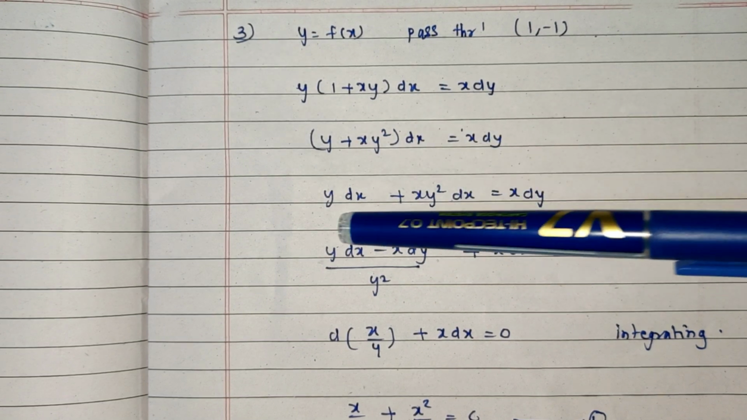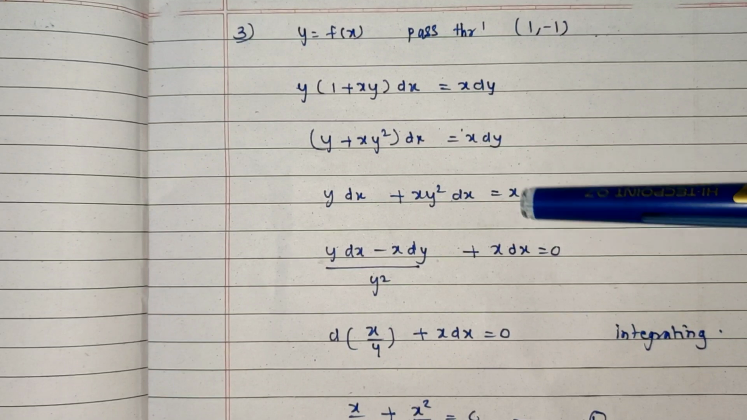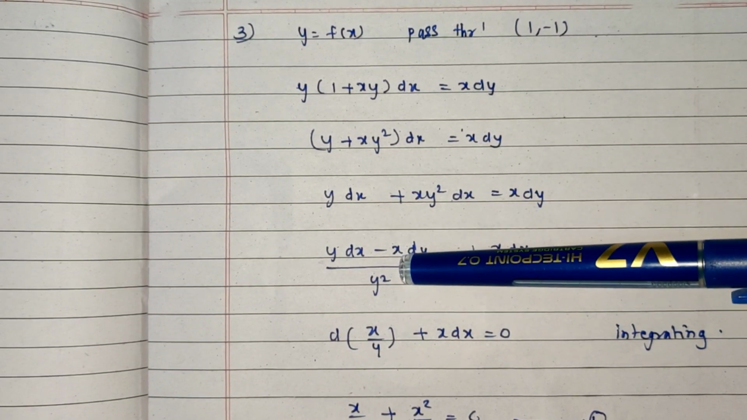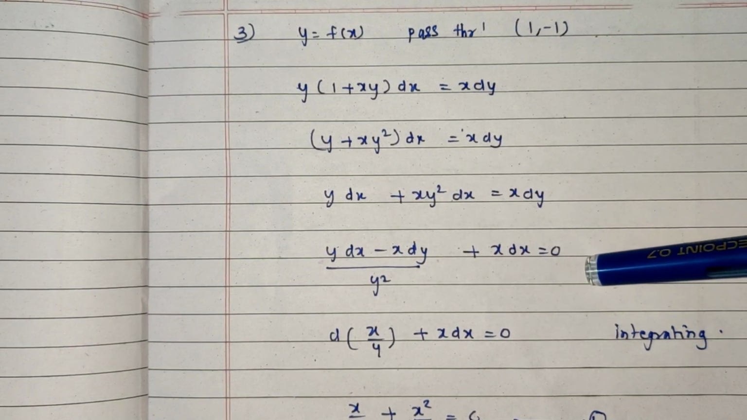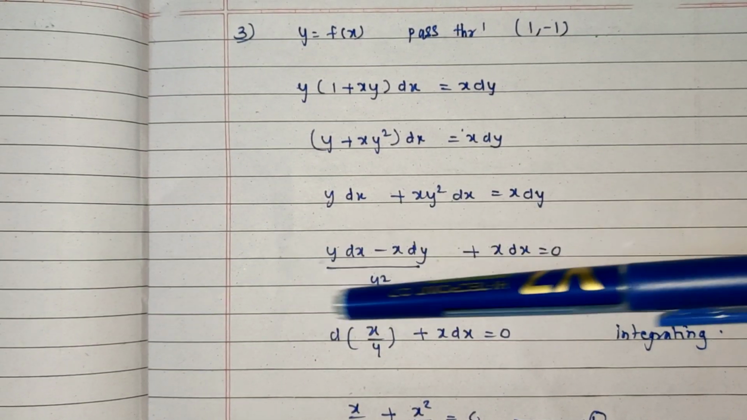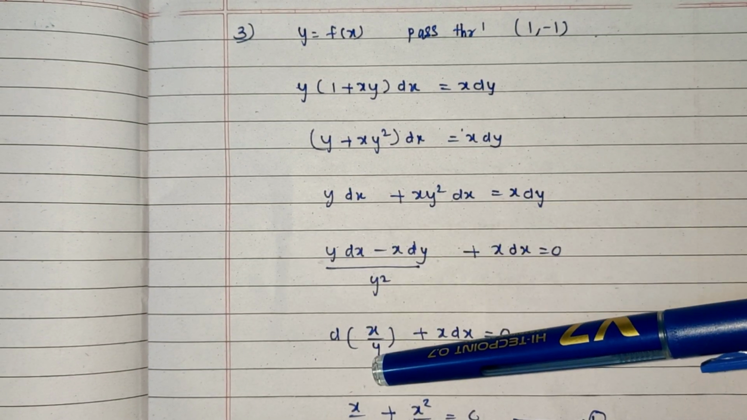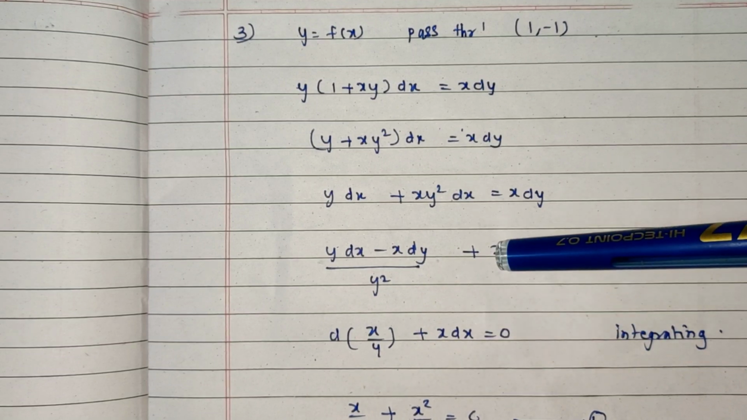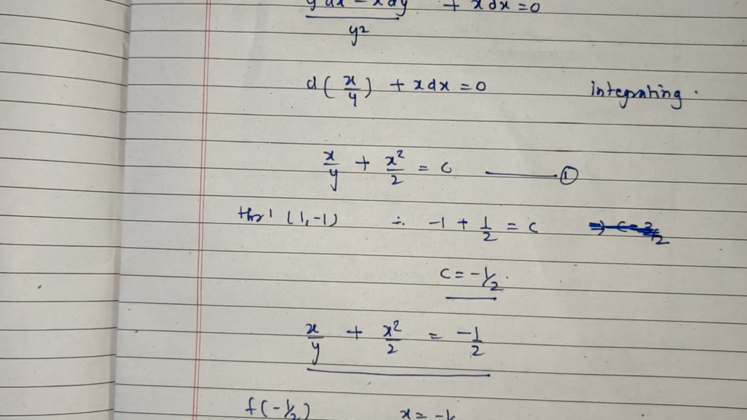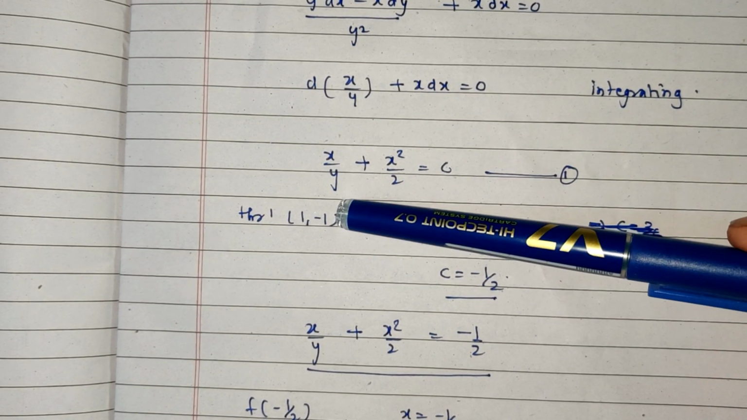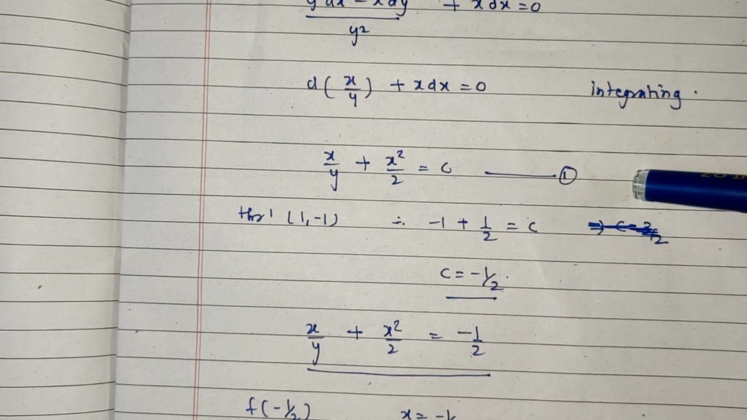Simplify: y dx plus x y square dx and x dy. So y dx minus x dy, and this y square in denominator, plus x dx is equal to 0. This is nothing but derivative of x upon y. So therefore derivative of x upon y plus x dx. So we integrate this.